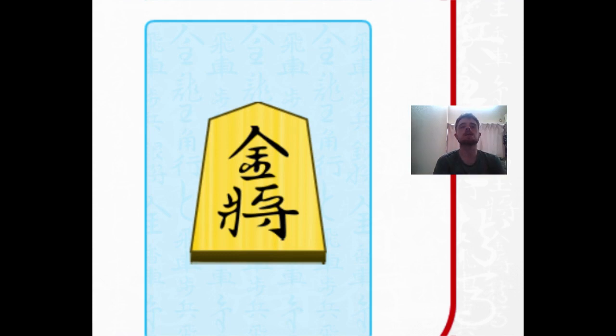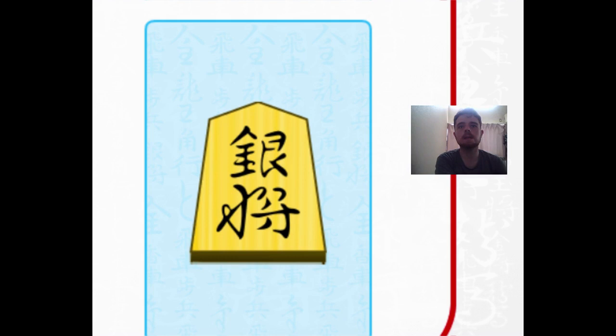Gold generals, Kinsho. They can move to any square in front of them, to the side and straight back. They cannot move backwards diagonally. This piece is actually my favorite piece, incidentally. Okay. Let's look at the next piece.